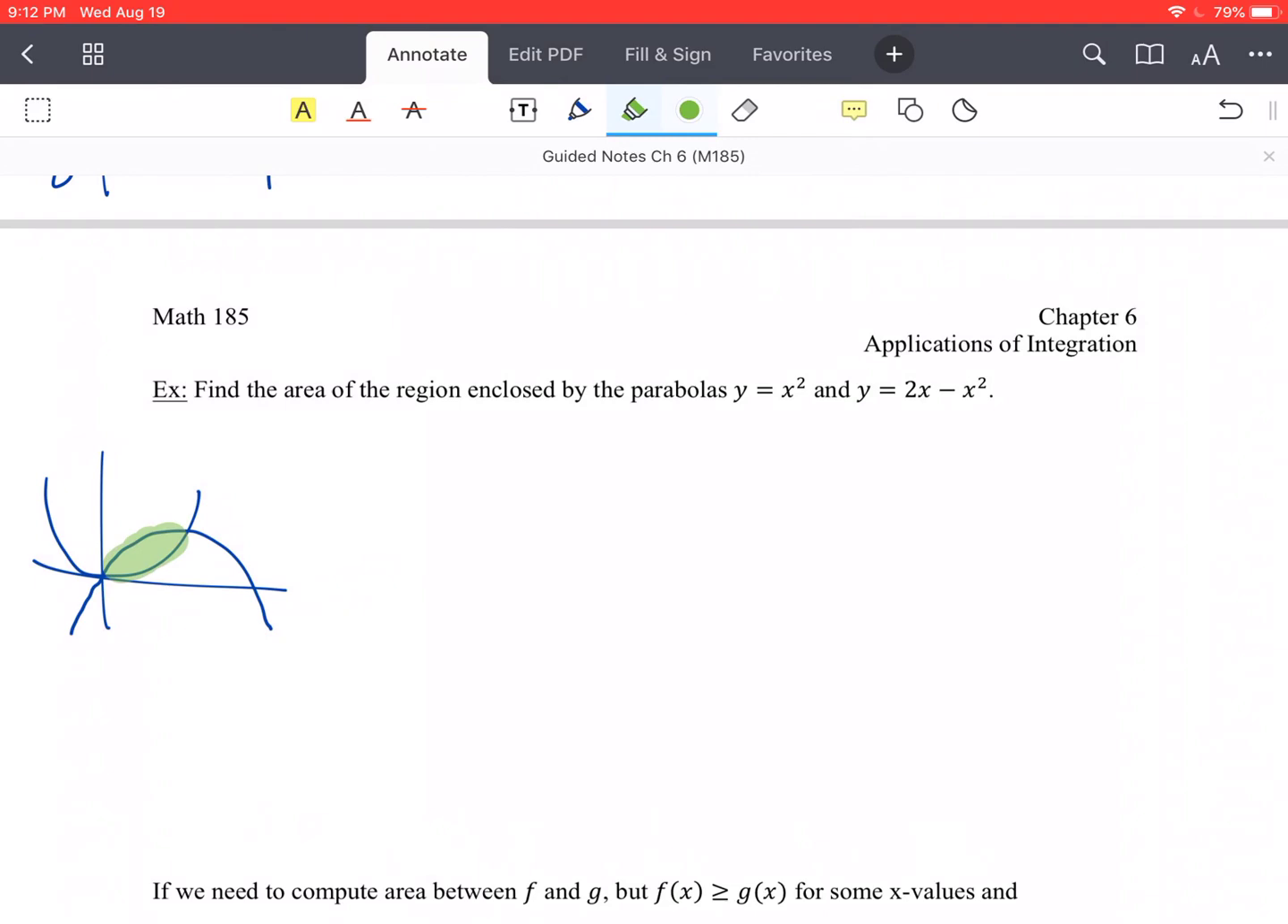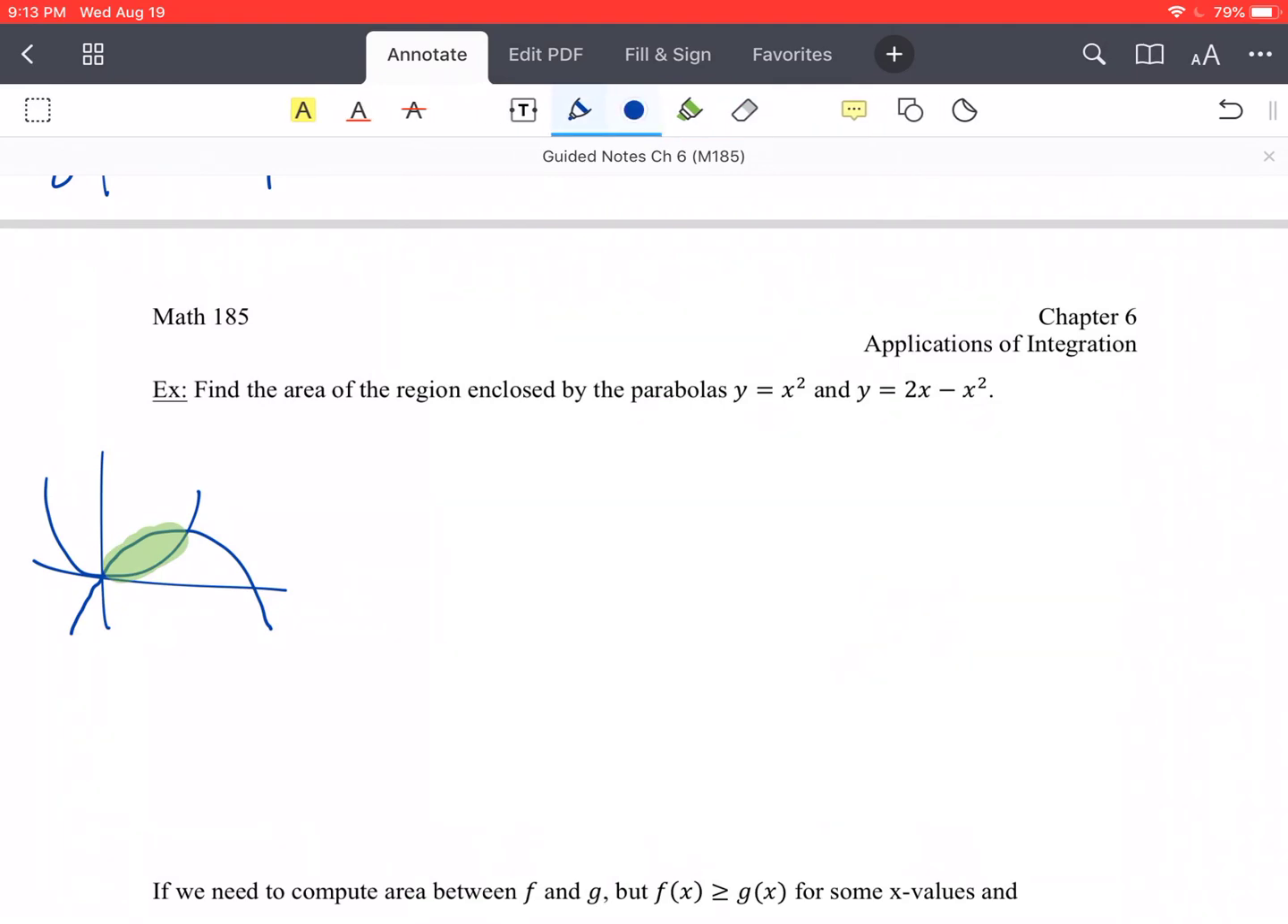Now how would you be able to tell which function is on top? Well, one good indicator is that this is a positive x squared, so we know a positive opening parabola goes like this. And this one has a negative x squared, so the leading term, that highest power, is negative, so it's going to go like that. And if I just superimpose like that, that tells you that the area is going to be in here. So knowing how to read graphs in general is a good thing.